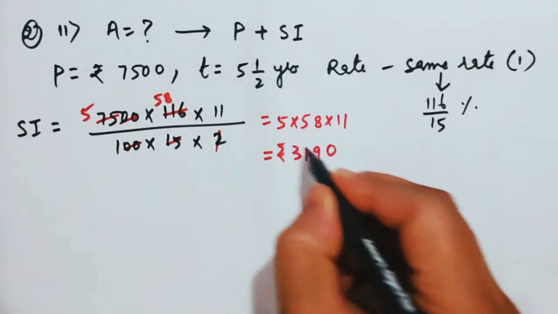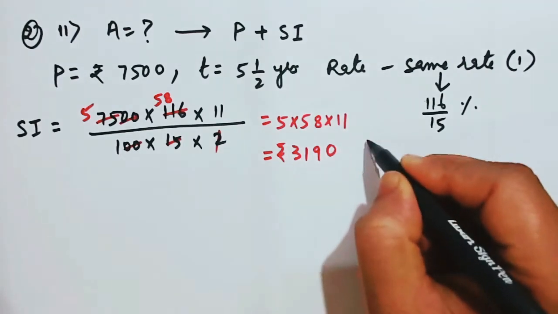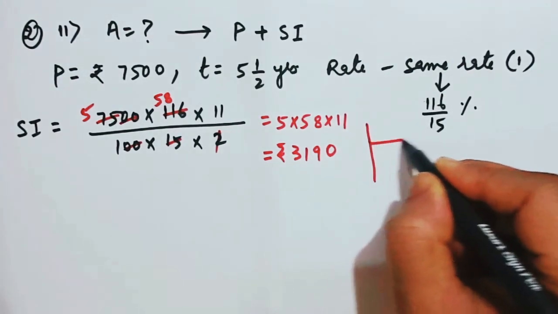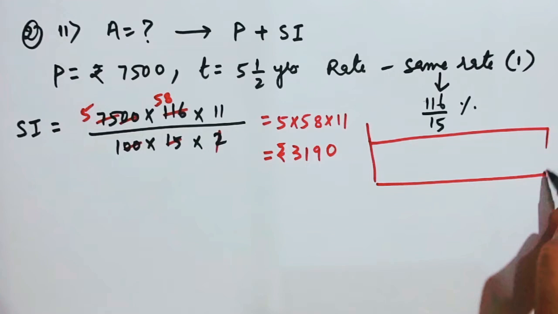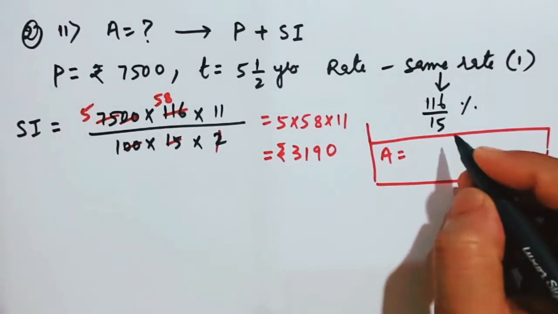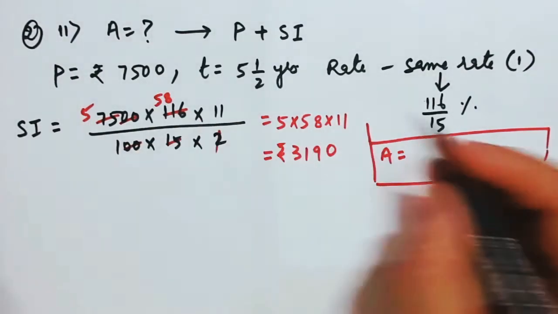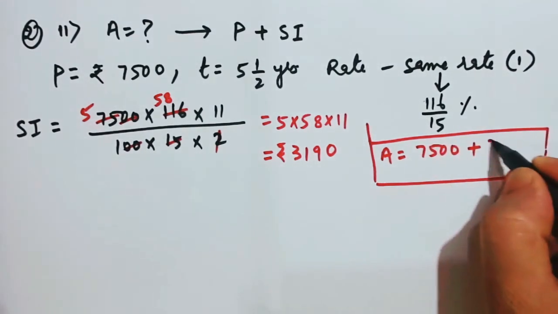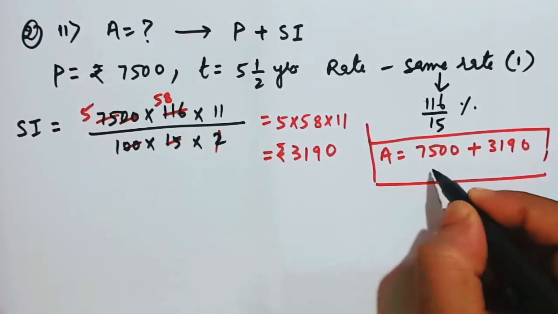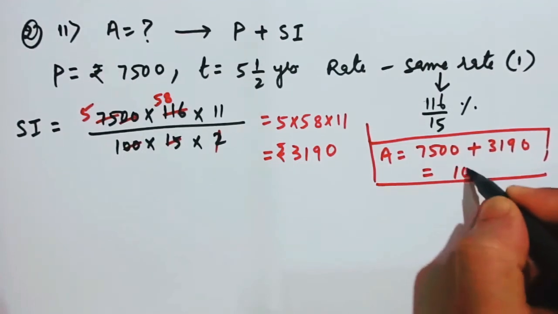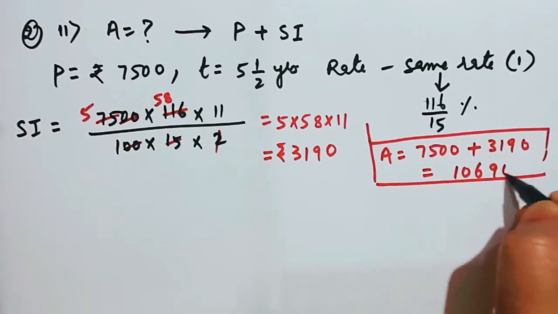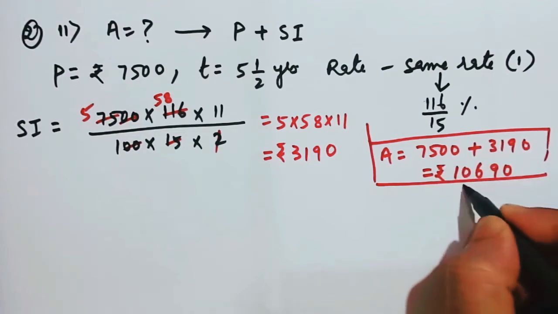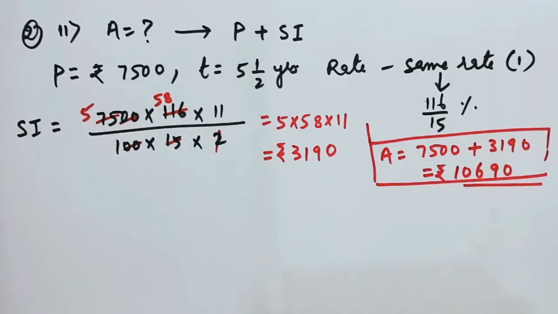Now 3190 is the simple interest. So what will be your amount? Your amount will be equal to P plus 3190. This will amount to 10690, meaning rupees 10690. I hope this was loud and clear.